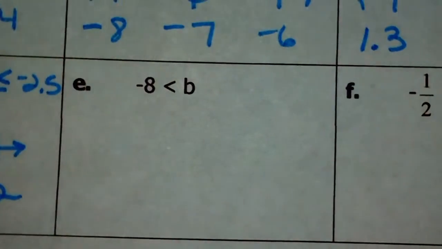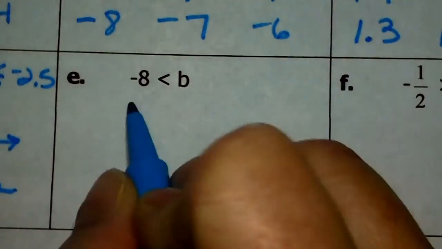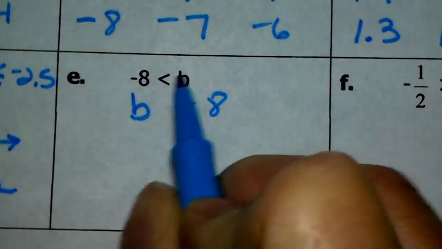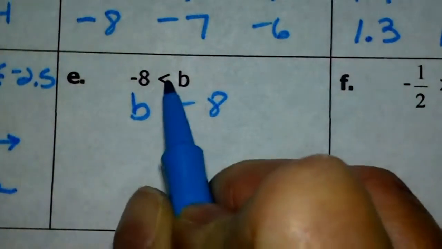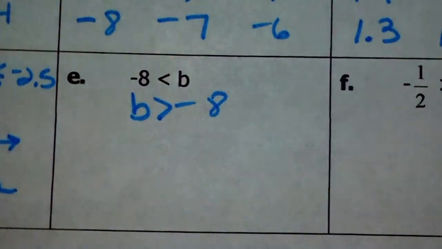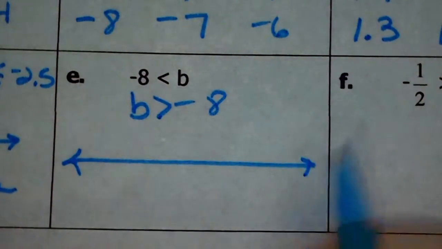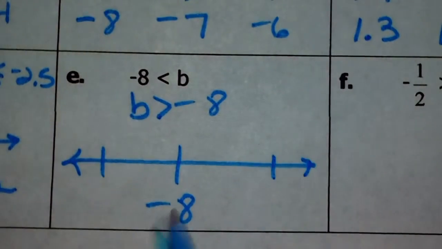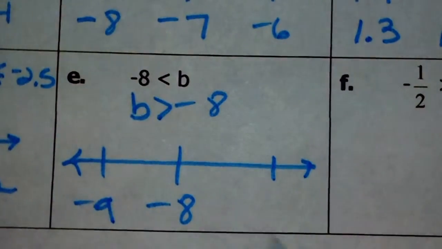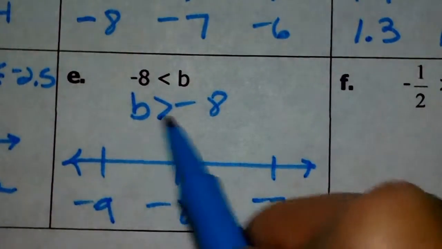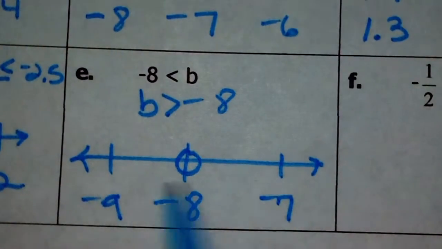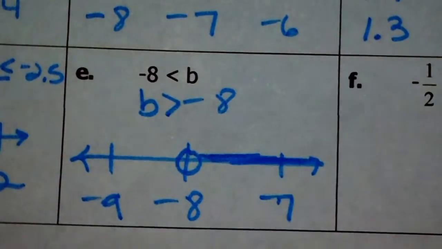All right, same thing with this next one. I want to rewrite this first. So I'm going to rewrite this where I'm still comparing b and negative 8. It's opened up at the b, so I want to make sure it's still opened up at the b. Draw your line. Put your negative 8 in the center. And again, look up at the number line. Negative 9 is to the left of negative 8. Negative 7 is to the right. And if b is greater than negative 8, it means it can't be negative 8, so I'm going to use an open circle. And greater values are always shaded to the right.